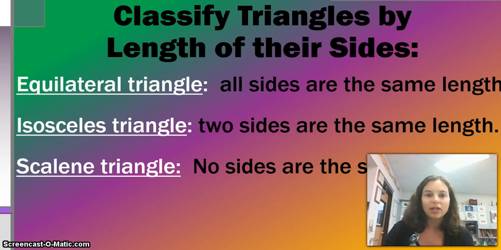All right, we're going to classify triangles by the length of their sides. An equilateral triangle has all sides that are the same length. An isosceles triangle has two sides that are the same length, and a scalene triangle has no sides that are the same length. So if it's an equilateral triangle, all three sides are the same length. If it's an isosceles triangle, only two sides are the same length, and the third one is not. And if it's a scalene triangle, all of the sides are different lengths.